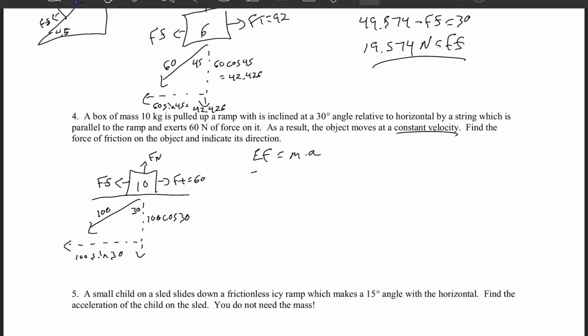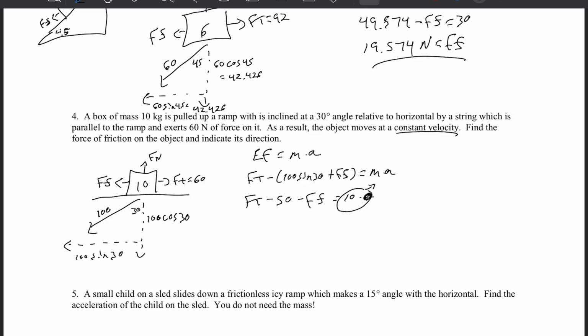Net force is mass times acceleration. That is Newton's second law. Constant velocity means there's zero acceleration. I'm going to go ahead and show it as my rightward force minus my leftward forces is equal to ma. My force of tension is 60, but let's just leave it as force of tension for now. Force tension minus 100 sine 30, which is 50, minus force of friction is equal to mass of 10 times 0 for a. It's 0, so 10 times 0 is still 0.